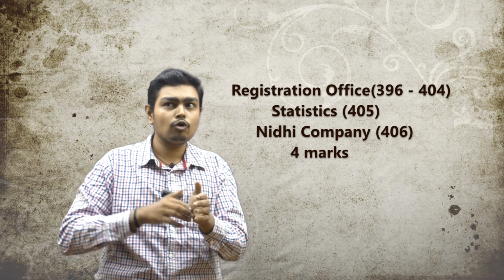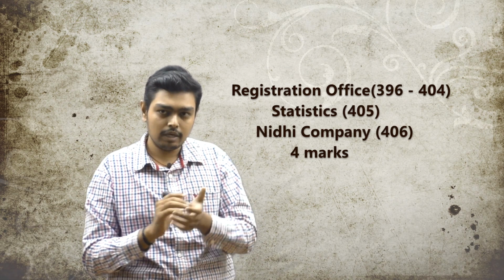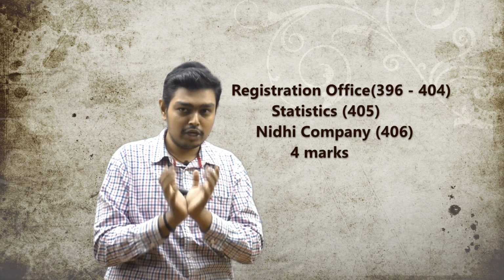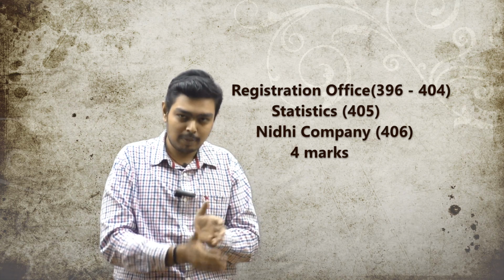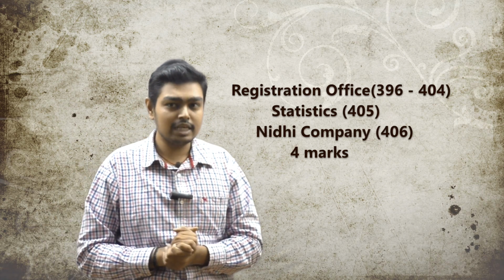Then 395 to 406. 395 to 404 is about ROC, registration, registered offices, they know about that. Then 405 is statistics and 406 is Nidhi company. See, Nidhi company is a totally new concept, so you should study Nidhi company. Till now they have not asked. Actually it's an expected question of May 17, but they have not asked. So maybe in November 17 they will ask about Nidhi company.